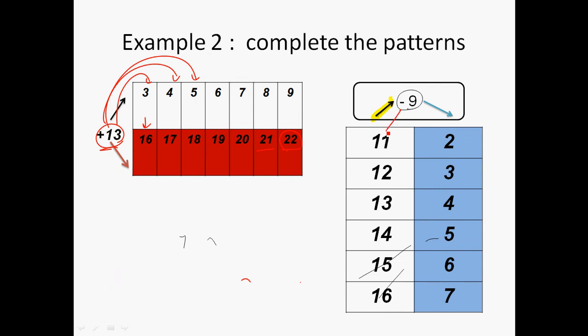9 minus 11, impossible, because a small number minus a big number is impossible. So 9 minus 11 is impossible. But 11 minus 9 is right. Okay, good. Let's go to the answers now.